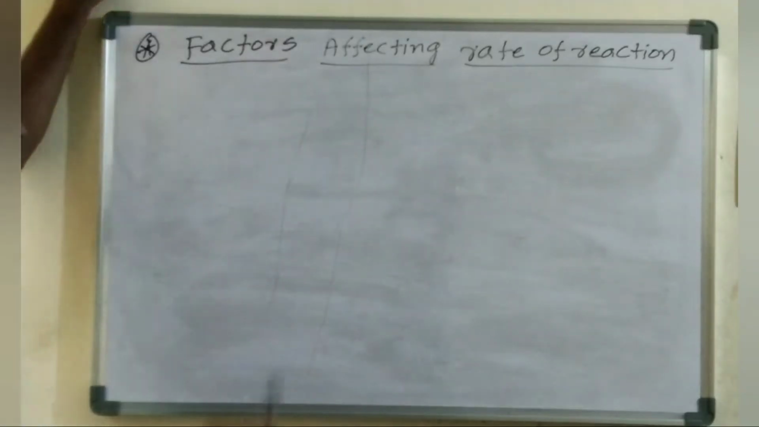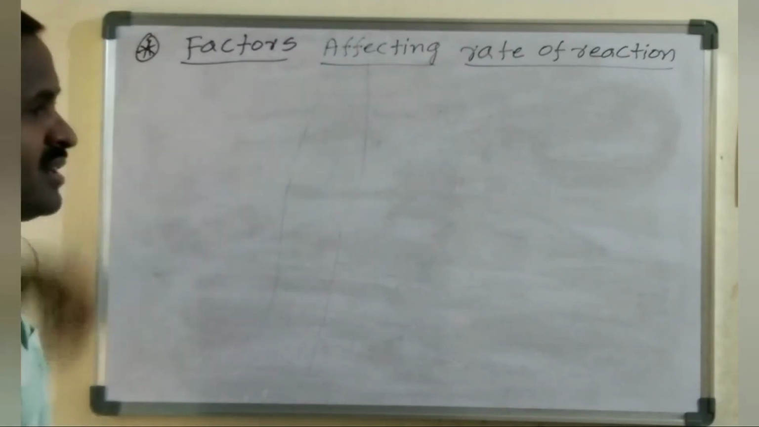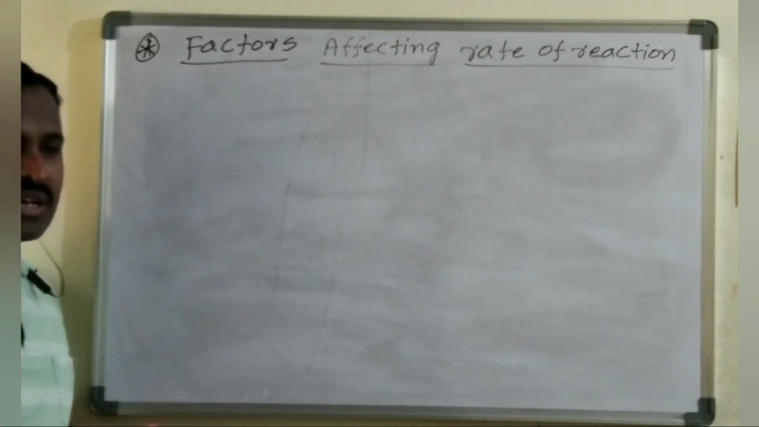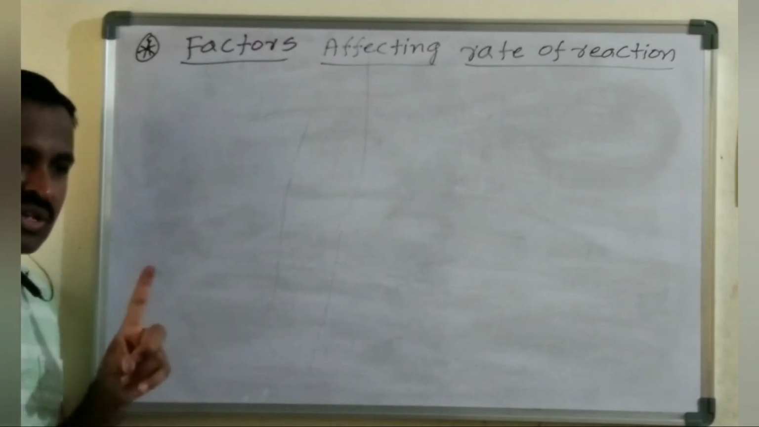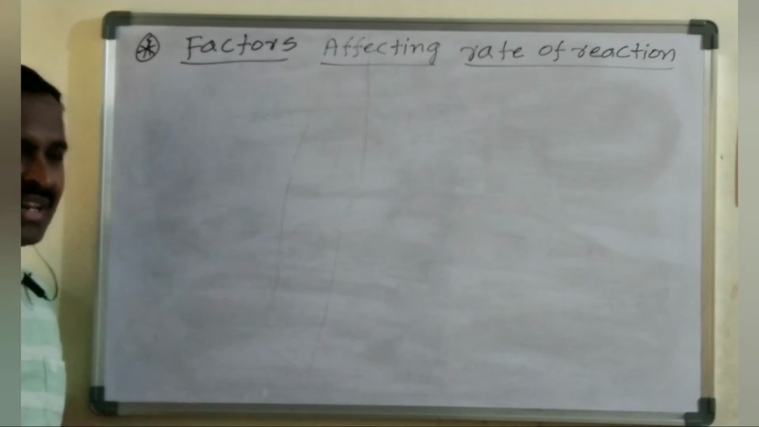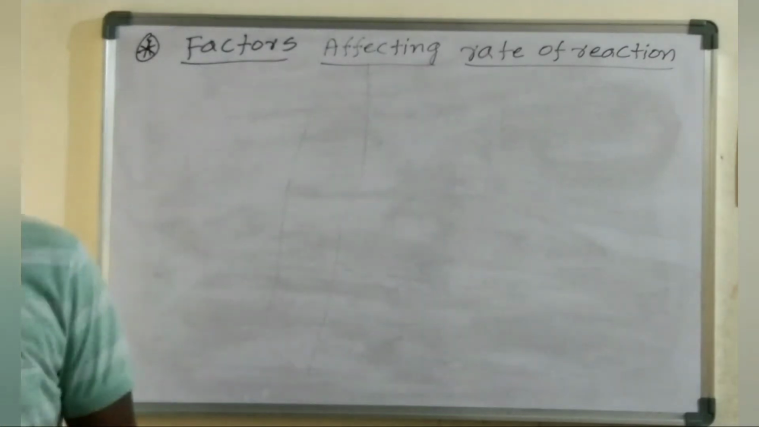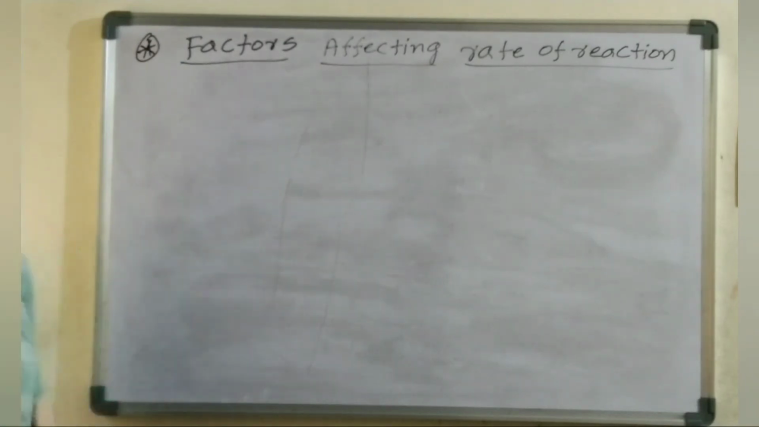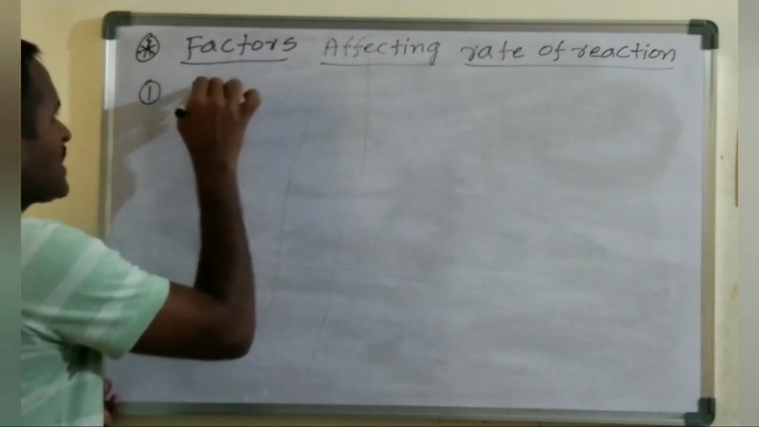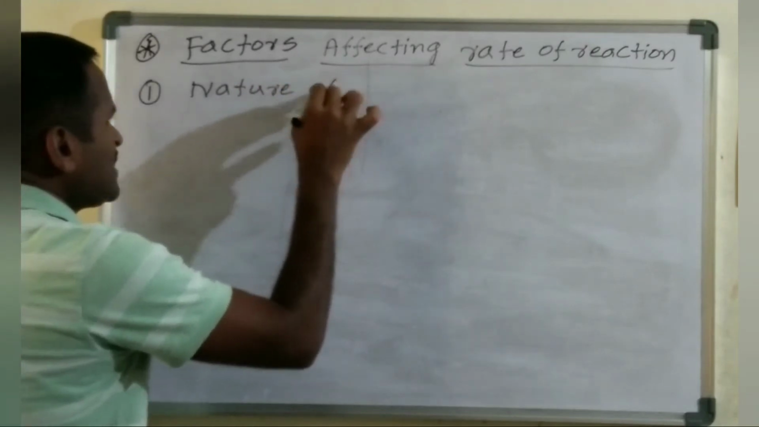And the next topic is the factors affecting the rate of a reaction. The rate of reaction will be affected by certain factors. Mainly the nature of the reactants is one, and the others are concentration, temperature, catalyst, and exposure to light. These are the factors that affect the rate of a reaction. We'll discuss them one by one. The first one is the nature of reactants.